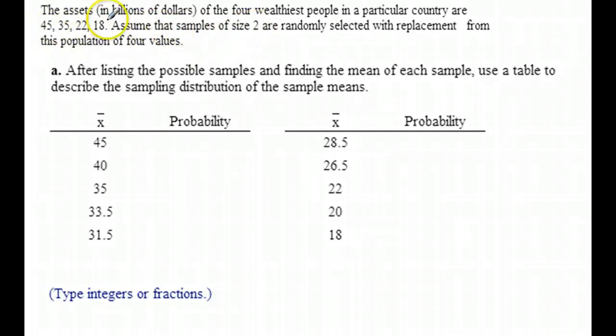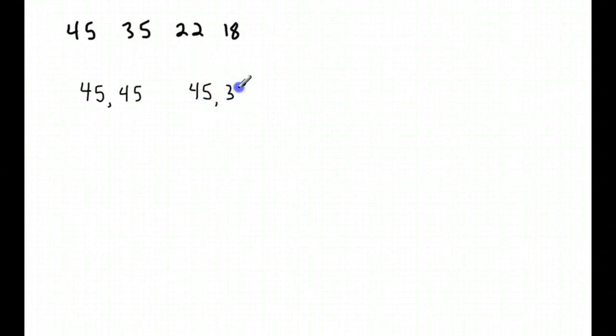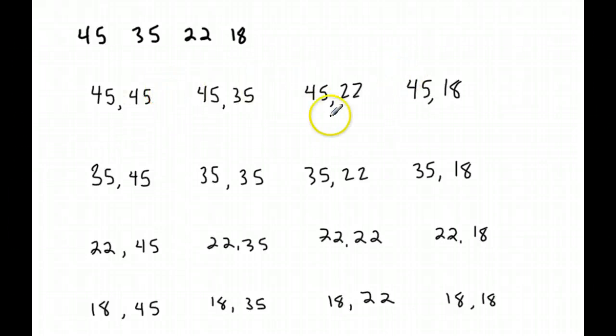are randomly selected from the population. So we're going to take 2 of these values at a time. I'm going to copy them onto the next screen. So we're going to take 2 of these at a time. So I could take 45 and 45. I could take 45, 35. I could take 45 and 22. I could take 45 and 18. Now I'm going to do this for every single possible combination that can result. So there's all the possible samples of size 2.